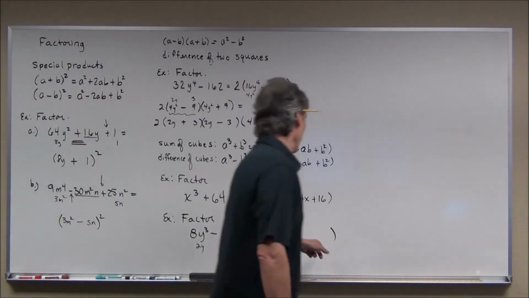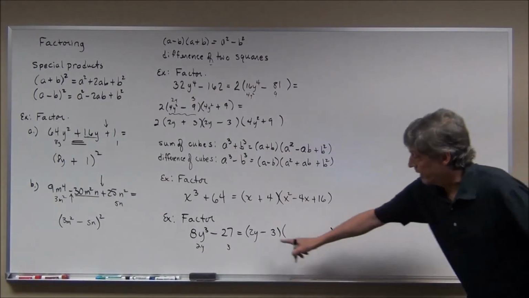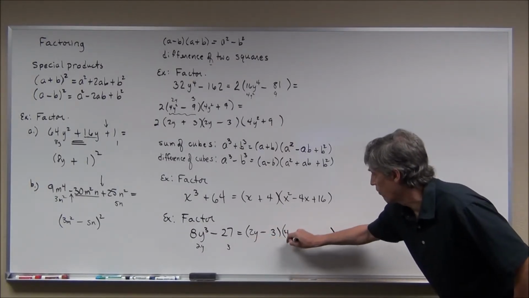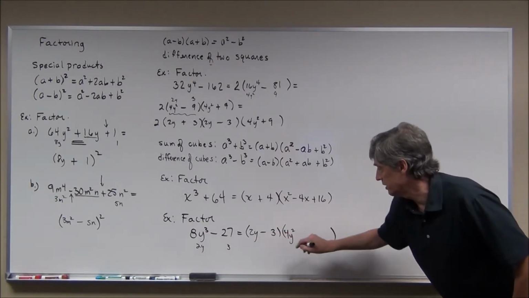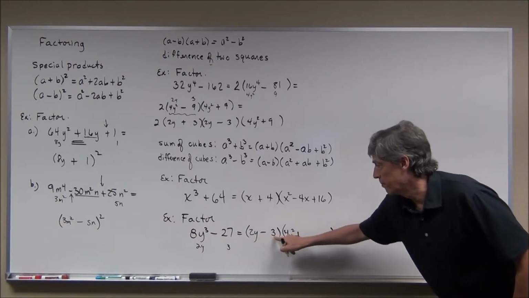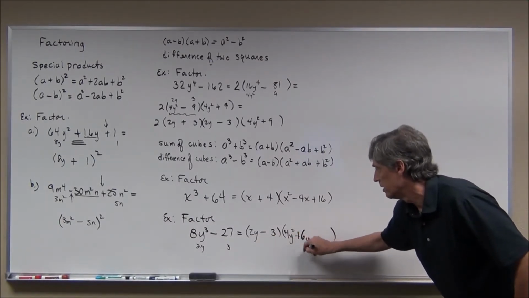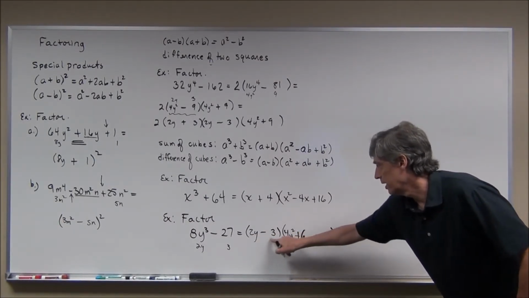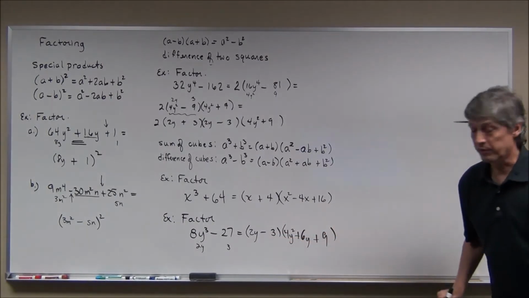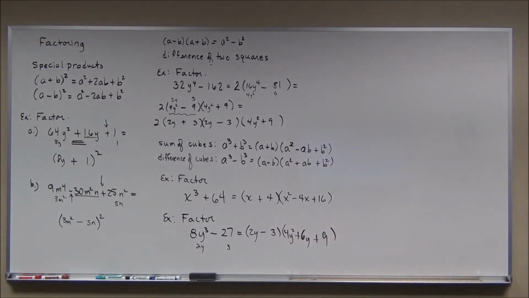Now we get this part over here, remember, from taking the first term and you square it, that's 4y squared, opposite sign, plus, then the product, 6y, then it's always a plus, and 3 times 3 is 9, and you get the quantity 2y minus 3 times the quantity 4y squared plus 6y plus 9.